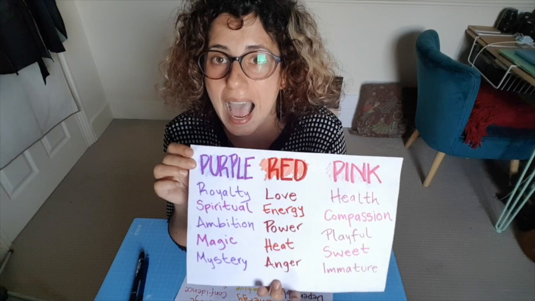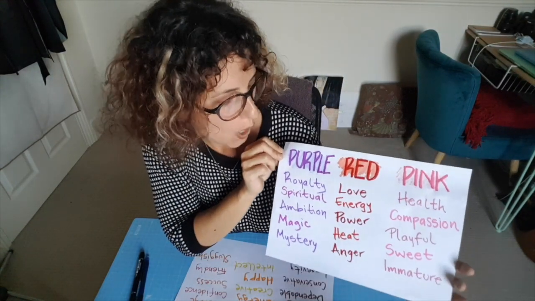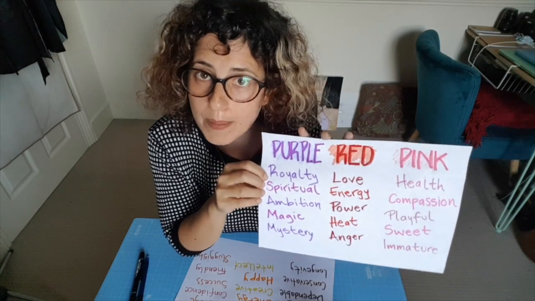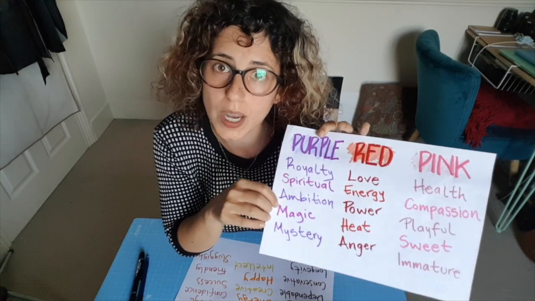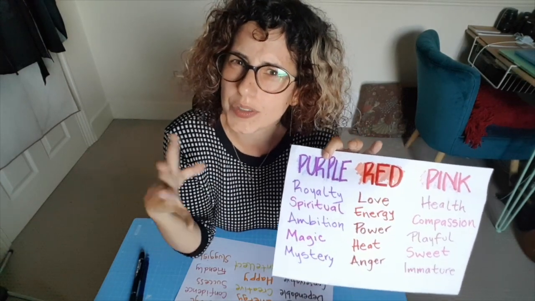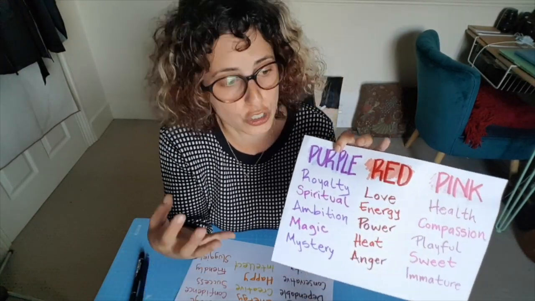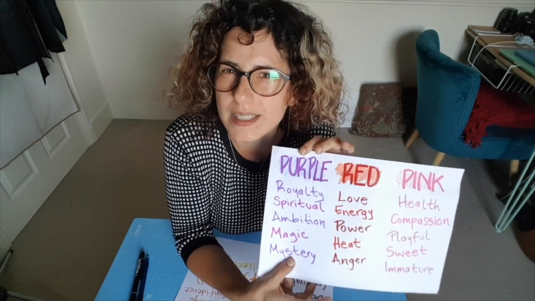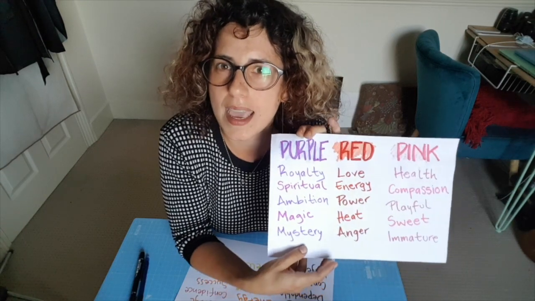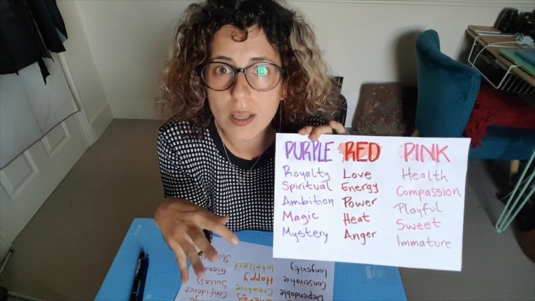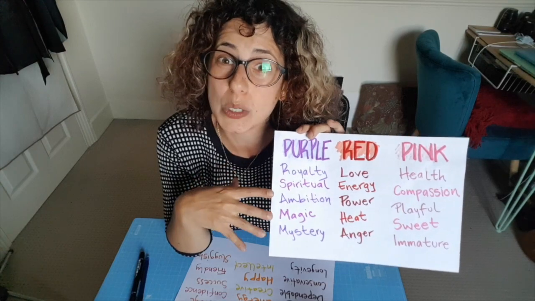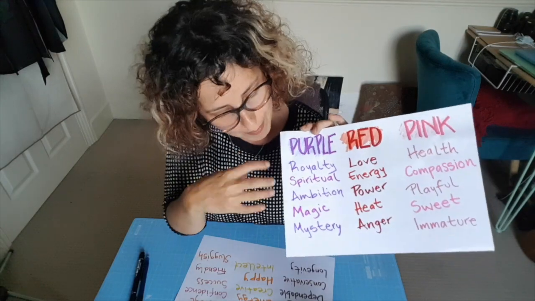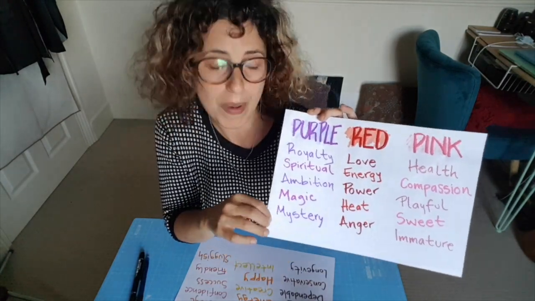Next up, we have purple. Now, purple is the color of royalty. It's also, similarly to turquoise, a spiritual color. And a lot of religions have purple attached to them. It also means ambition. So if somebody's driven, they might have a bit of purple. My favorite thing about purple is it's the color of magic as well. So if someone's a little bit mysterious or magical, they might have a bit of purple going on. So magic and mystery.